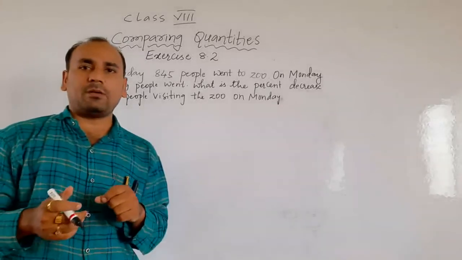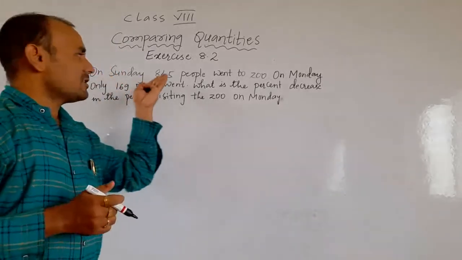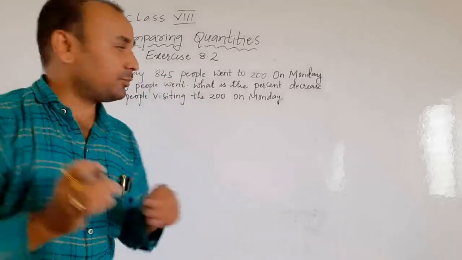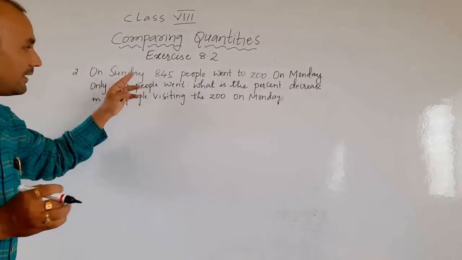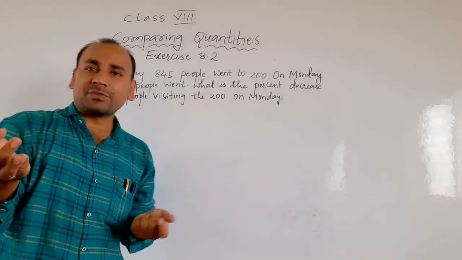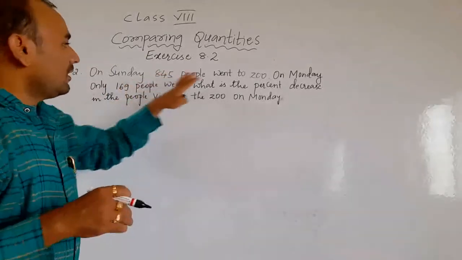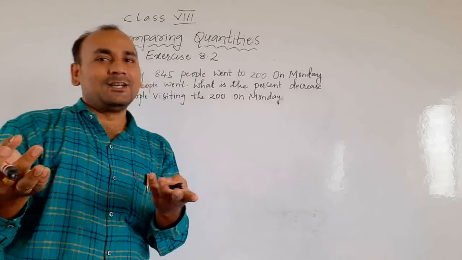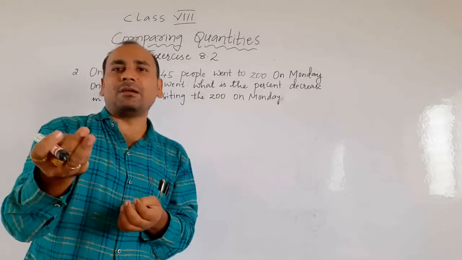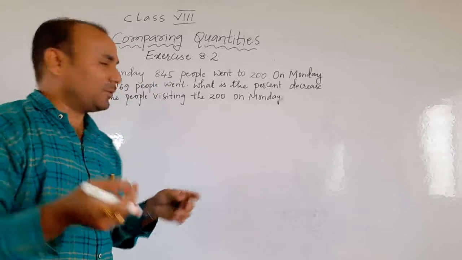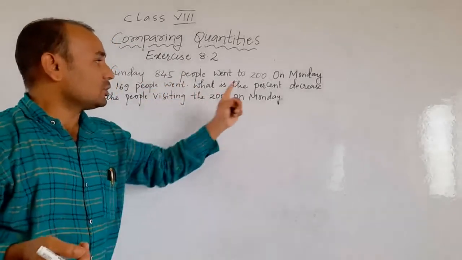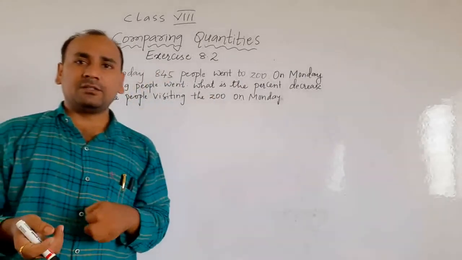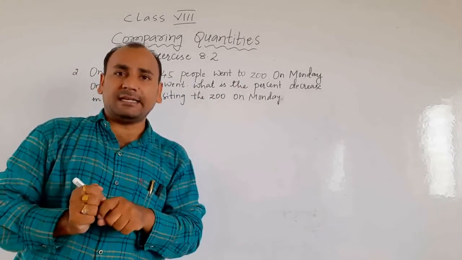Let us see one more problem which I brought in front of you. On Sunday, 845 people went to the zoo. Obviously it is Sunday, a holiday, so many people will go. On Monday, only 169 people went. Monday is a working day, so very few people go, and that also after 4 o'clock when their job is over. So what is the percent decrease in the people visiting the zoo on Monday? How much percent have the people decreased?